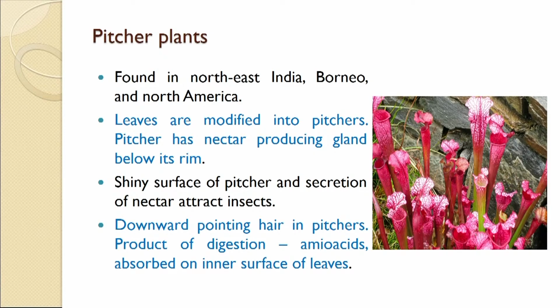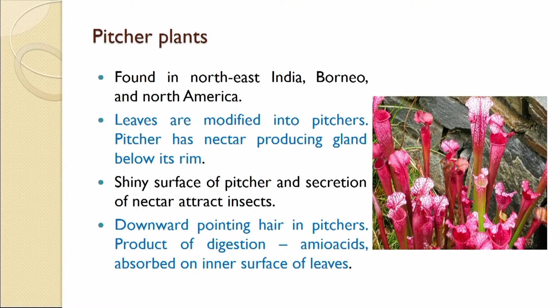Then comes the pitcher plant. Pitcher plant is a famous insectivorous plant which is found in northeast India, Borneo, as well as North America. Here their leaves are modified into pitchers, and this pitcher has a nectar producing gland beneath them, and the shiny surface of the pitcher as well as secretion of the nectar attract the insects, and once the insects enter into the pitchers, they cannot go outward because of the presence of downward pointing hairs in the pitchers.